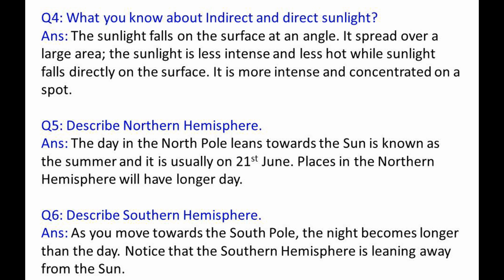Question 5. Describe northern hemisphere. Answer. The day the North Pole leans towards the sun is known as the summer solstice and it is usually on 21st June. Places in the northern hemisphere will have longer days.